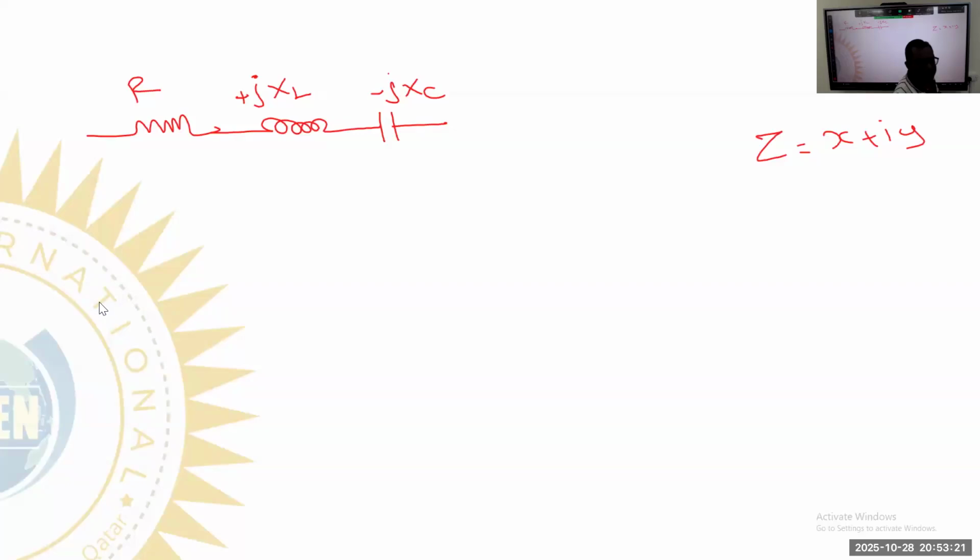Now we come to the mathematics. Z is equal to X plus iY. X is a real component, Y is an imaginary component. We call this the rectangular format. We convert the rectangular form into polar form. How to write the polar form? So this is what we call the polar form.